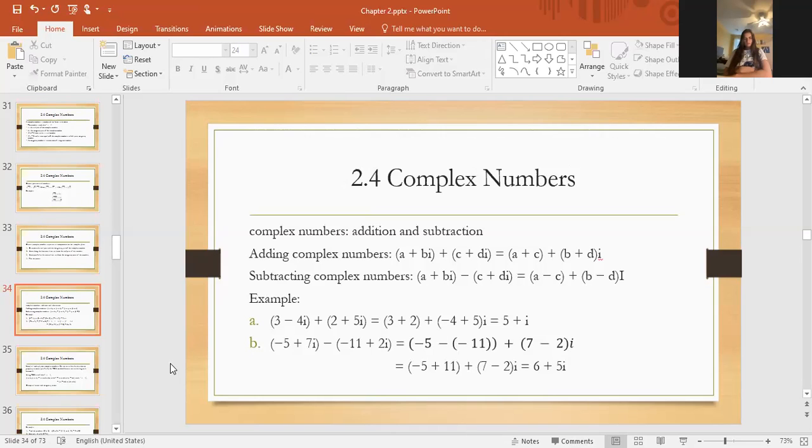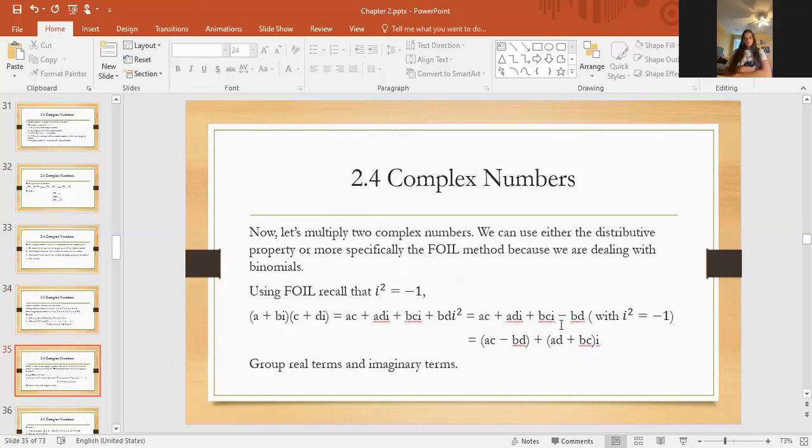How do we add or subtract complex numbers? To add complex numbers, we take it as if we were having 2 points. We add the real part together and the imaginary part together with i. For example, look here, we have 3 minus 4i plus 2 plus 5i. We will add 3 plus 2 and then minus 4 plus 5. So this will give us 5 plus i.